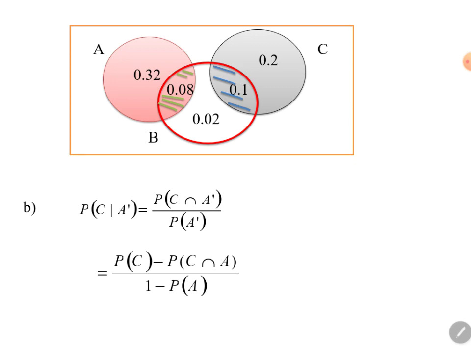We know probability of C, but do we know probability of C intersect with A? We don't know, but it is said that A and C are mutually exclusive. So if it's mutually exclusive, it will be 0. That's why it's probability of C 0.3 minus 0. And probability of A prime, which is the complement of A, equal to 1 minus probability of A, which is 1 minus 0.4. So 0.3 divided by 0.6 equal to 0.5.